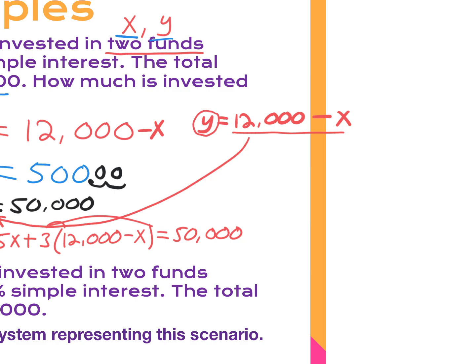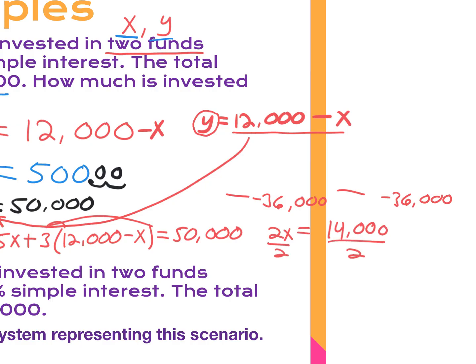Whoa, where'd it go? Hold on. Okay, so then we can combine like terms. The 5x and the 3x is going to get you a 2x. And we can subtract 36,000 from both sides. And then this ends up getting you 14,000. Very simply, we can divide by 2, so what do we get for x? 7,000, right? 14 divided by 2 is 7, and there's 3 zeros. So I get x is 7,000, right?